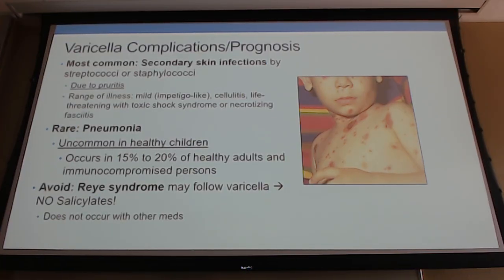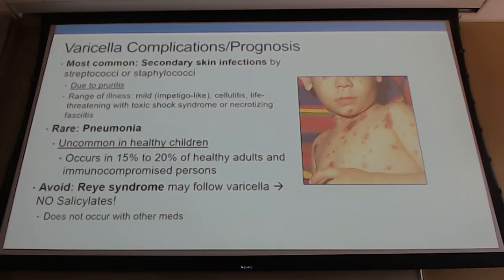So, the complications. Think about this. If you have a grubby little kid who's scratching all day long, eventually you're going to excoriate that and give yourself a secondary skin infection. You're going to see this complication, a secondary skin infection, as the most common thing. So do you get an impetigo? Do you get a cellulitis?